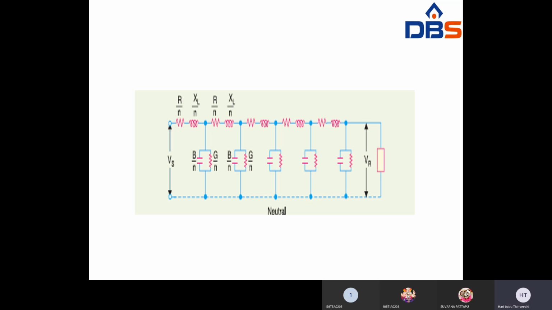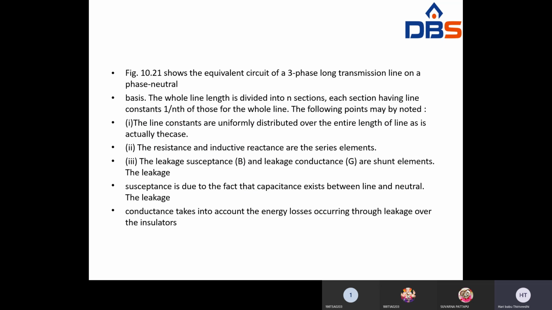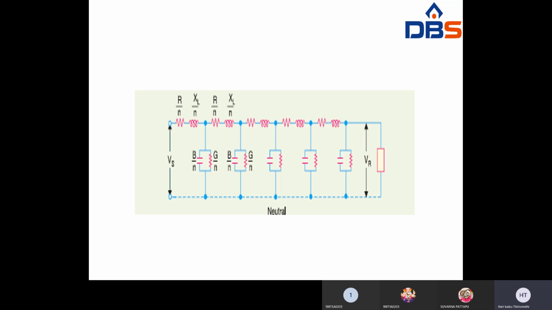So from the figure, the following points may be considered. This is the first point. The line constants are uniformly distributed over the entire length of the line, and this is the actual case. Looking at the figure, the total line constants are completely uniformly distributed. Suppose it is lumped, it may give errors. That's why you don't go for lumped parameter calculation for a long transmission line. Lumped parameter calculation is only applicable for a medium transmission line. So in a long transmission line, we have to assume uniformly distributed parameter calculations only.